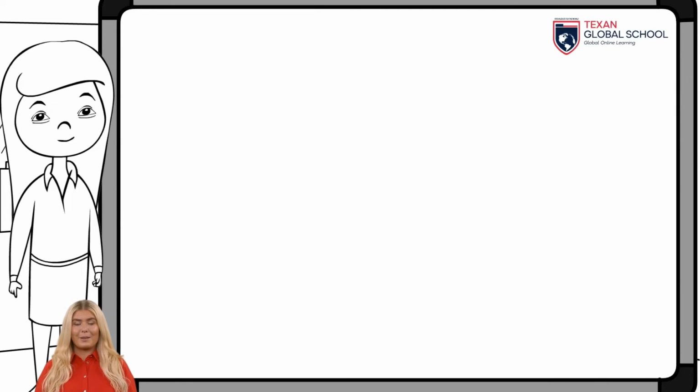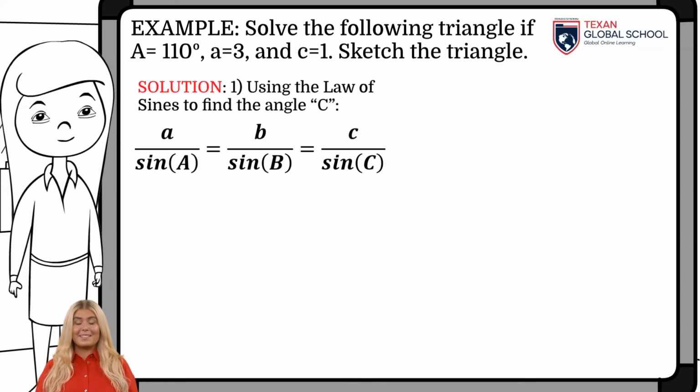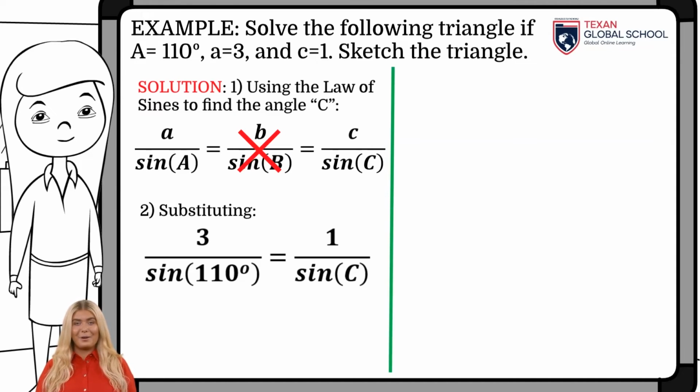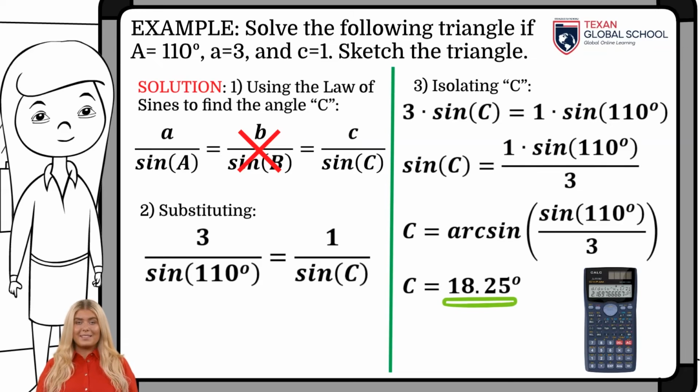In this other example, we will solve the oblique triangle if A equals 110 degrees, a equals 3, and c equals 1. We will sketch the triangle. Let us use the law of sines to find the angle C, using the relationship between A and C, given the angle A and its opposite side a, and the side c. Substitute in the formula, and when isolating, it results that C is equal to the arcsine of the sine of 110 divided by 3. Using the scientific calculator, we obtain that C equals 18.25 degrees.